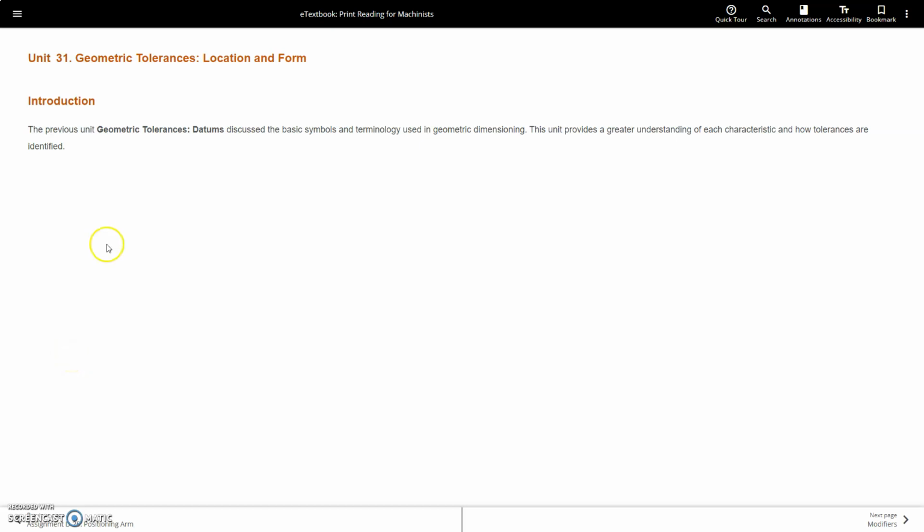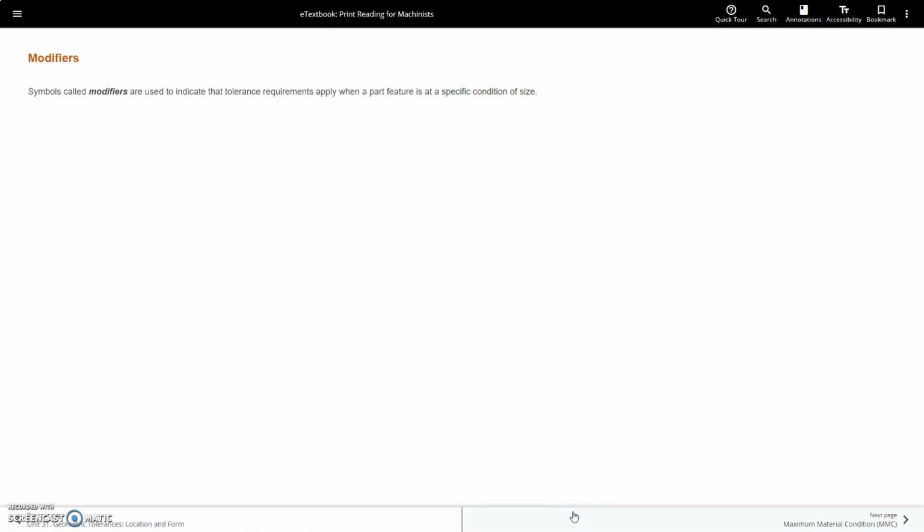Unit 31, Geometric Tolerances, Location and Form. The previous unit, Geometric Tolerances and Datums, discussed the basic symbols and terminology used in geometric dimensioning. This unit provides a greater understanding of each characteristic and how the tolerances are identified.